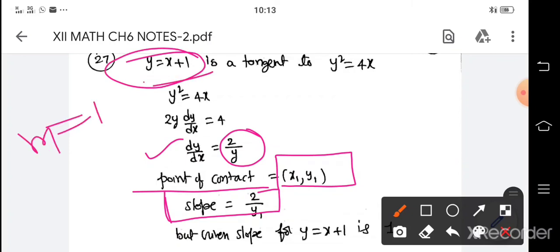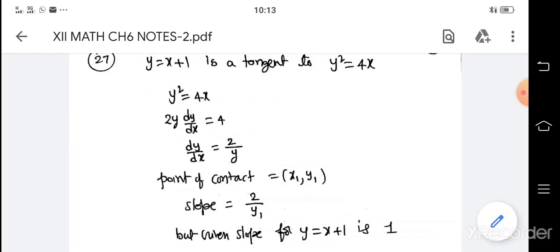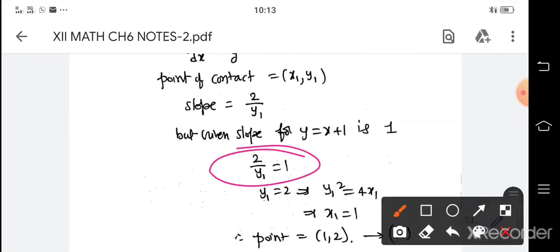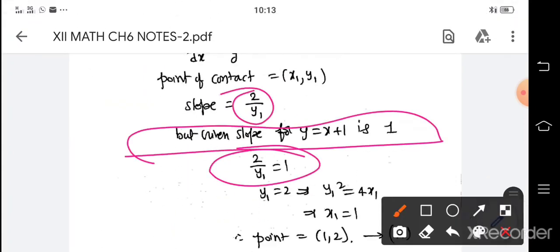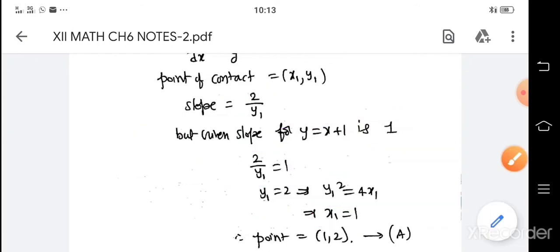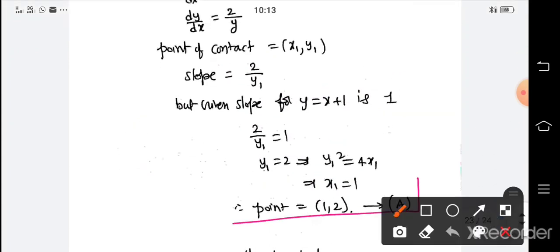Because it is in y is equal to mx plus c format. Compare. So 2 by y1 must be equal to 1. Using this slope and the slope equal to 1, y1 is equal to 2. y1 square is equal to 4x1. So substituting, 2 square is equal to 4x1, so x1 is equal to 1. So the point of contact will be 1 comma 2. That will be reflected in the option.